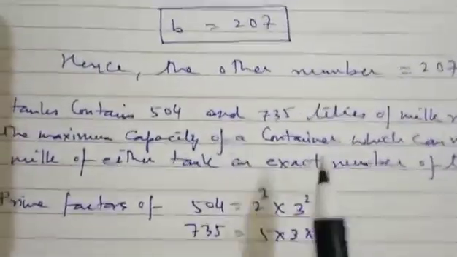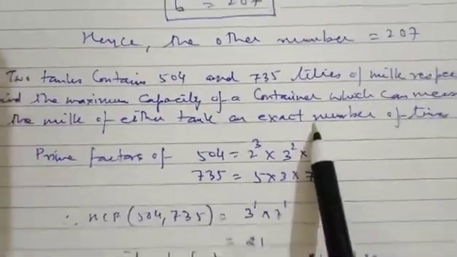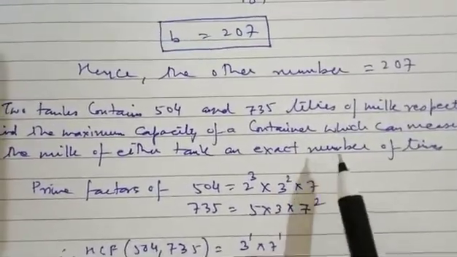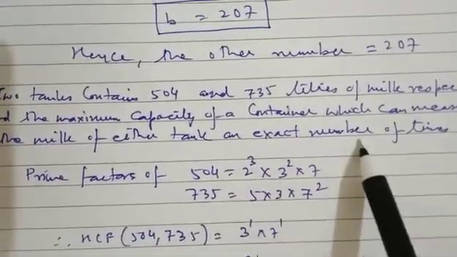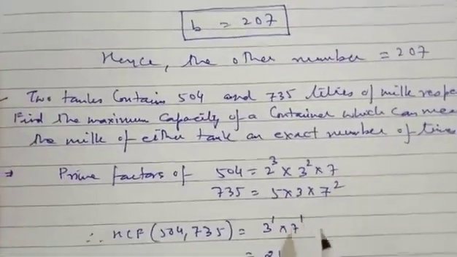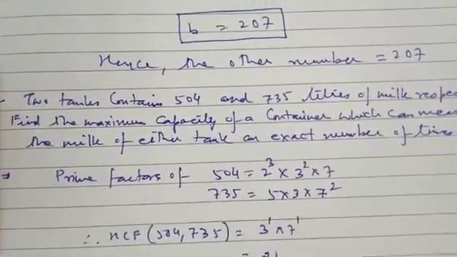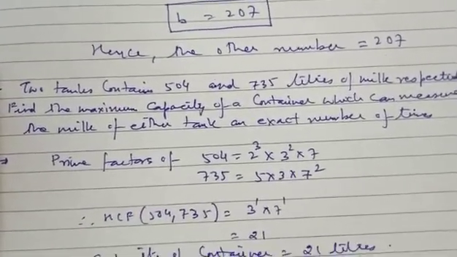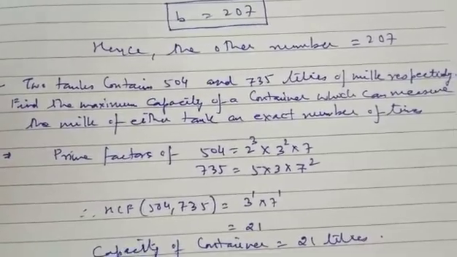In this question, the exact number of times was the keyword. On the basis of this keyword, we have come to the method that we have to find out the HCF of the given two numbers. So these are the few questions which I have taken up as the topic of revision.